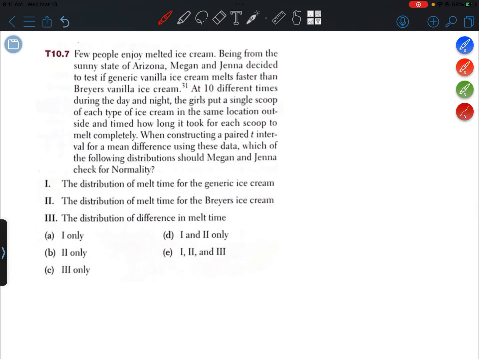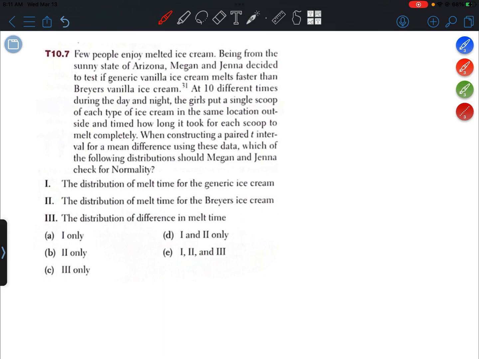T10.7. Few people enjoy melted ice cream. Being from the sunny state of Arizona, Megan and Jenna decided to test if generic vanilla ice cream melts faster than Breyer's vanilla ice cream. At 10 different times during the day and night, the girls put a single scoop of each type of ice cream in the same location outside and timed how long it took for each scoop to completely melt.